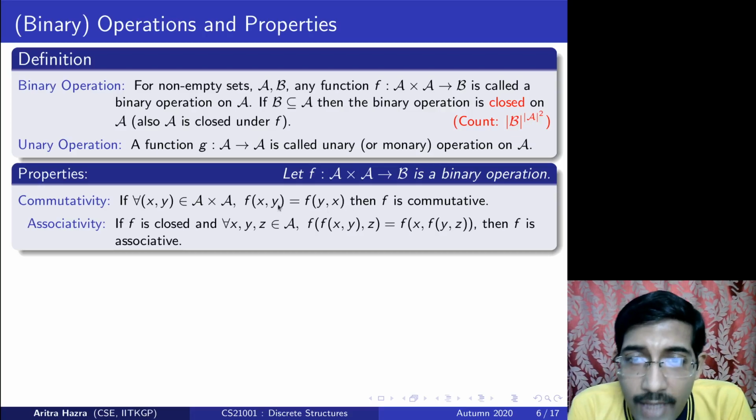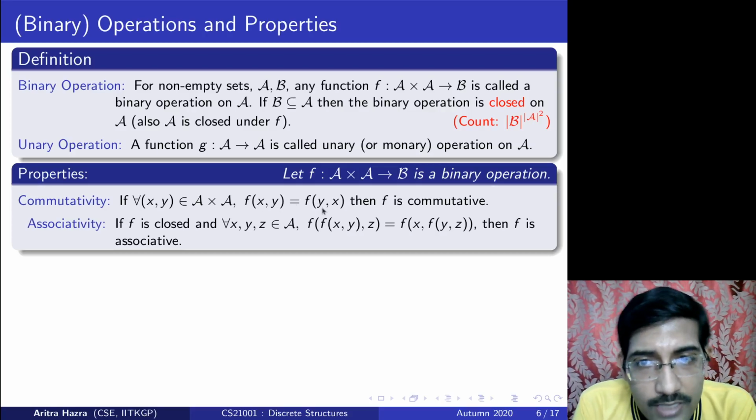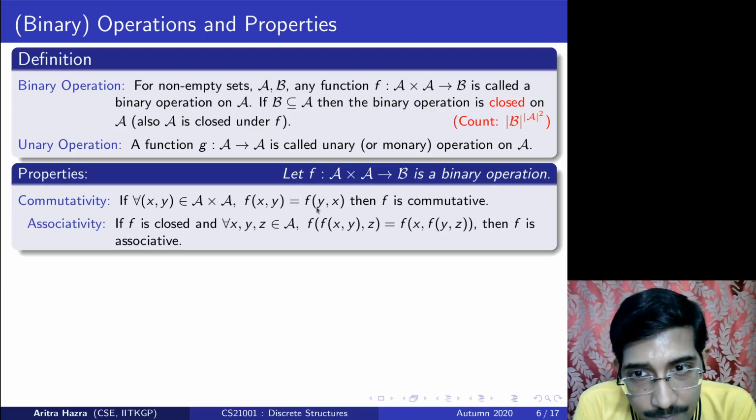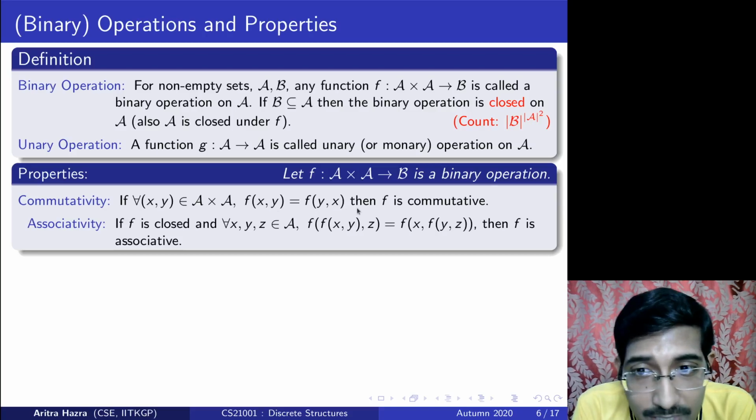Suppose you take the addition operation over the set of integers. So x plus y equals y plus x. So addition is commutative over the set of integers. You take multiplication, AB equals BA, it's commutative. You take subtraction, A minus B is not equal to B minus A, so subtraction is not commutative.